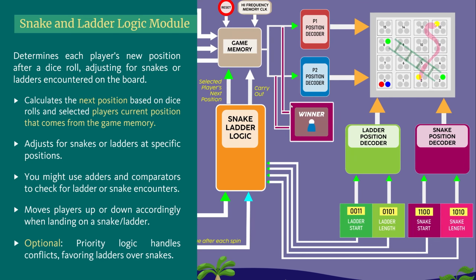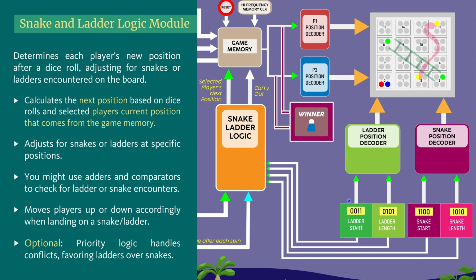Let me look at the inputs first. One of the inputs is ladder start and ladder length, because you need to know whether there is any ladder. Let's say you are at position 0, you have advanced 3 positions, but at the 3rd position you saw there was a ladder. You need to take account of that for the next position. The next position cannot be 3 because there is a ladder, so he will be promoted up the ladder.